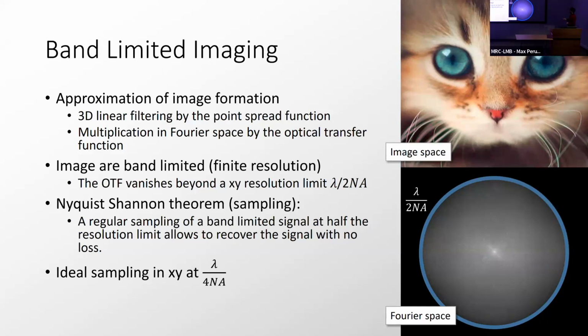So a result of this resolution limit is that, as we already saw, the Nyquist-Shannon theorem says that you need to sample at more than twice this resolution limit. So the ideal sampling will be lambda over 4NA. This theorem says that if you have a band-limited signal, it's sufficient to sample at twice the bandwidth.